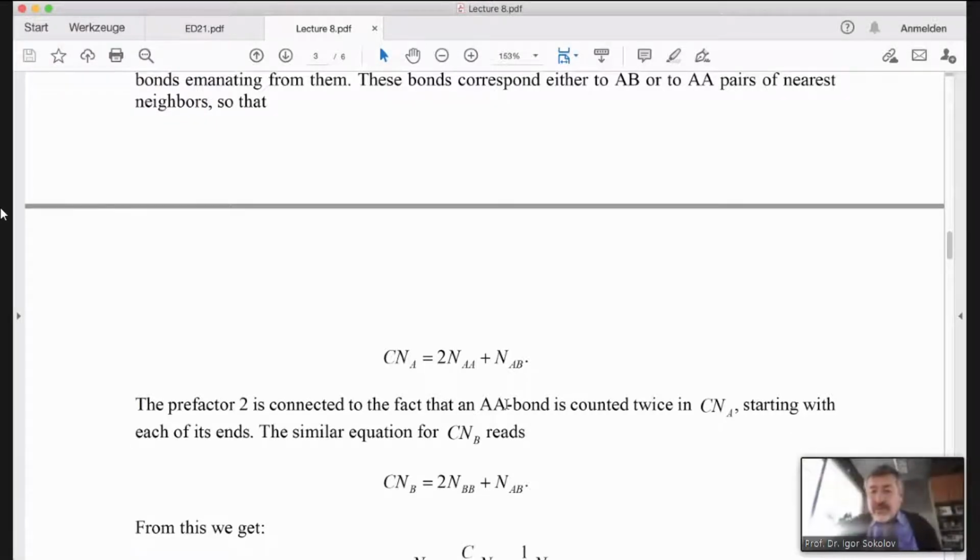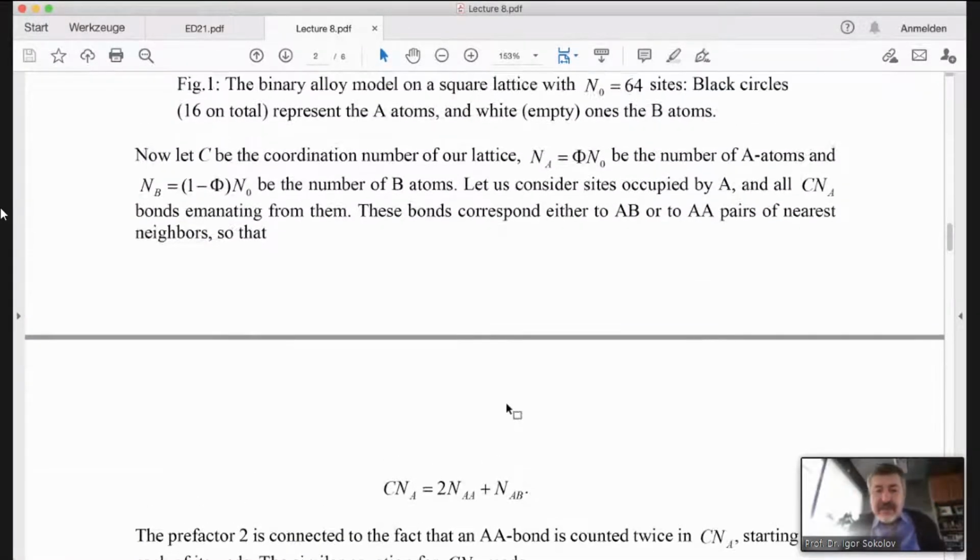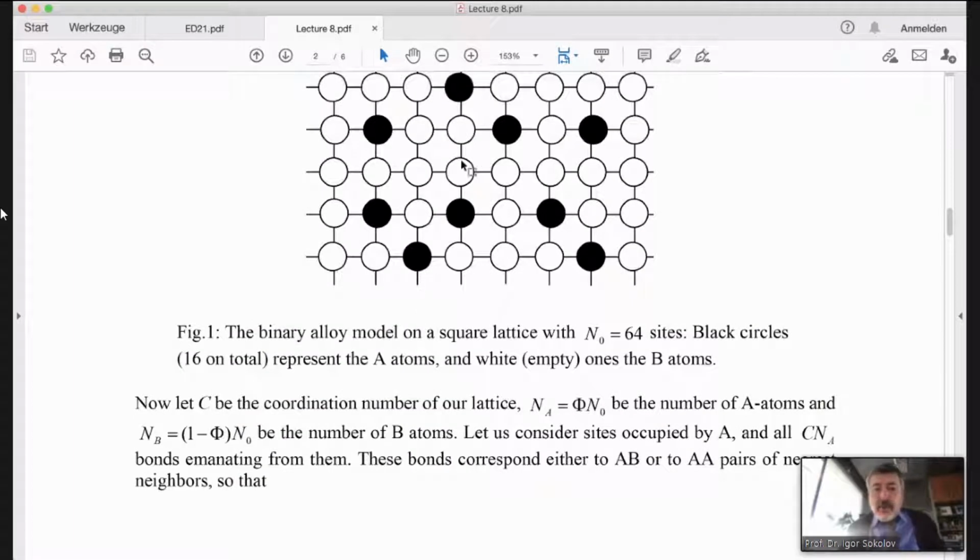Do I need to show a figure? Essentially, I don't need these two, but now I am counting all bonds with one end starting at the A side. If on the other side there is another A side, this bond is counted twice. If there is a B side here, this bond is counted only once.